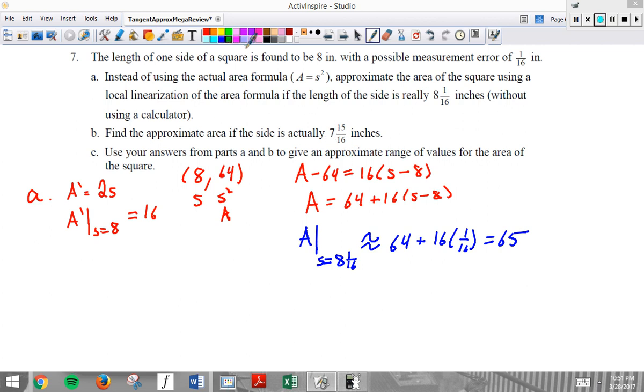Find the approximation if the side length is actually 7 and 15/16. So A of 7 and 15/16 is approximately 64 plus 16 times, this will turn out to be negative 1/16 now, which is equal to 63.